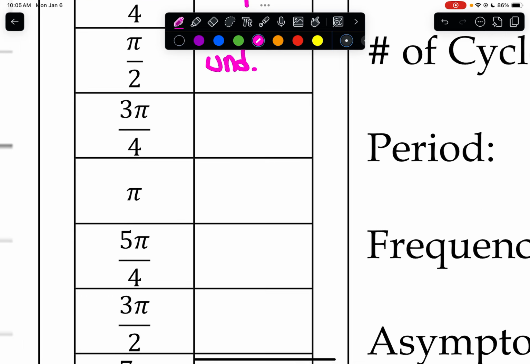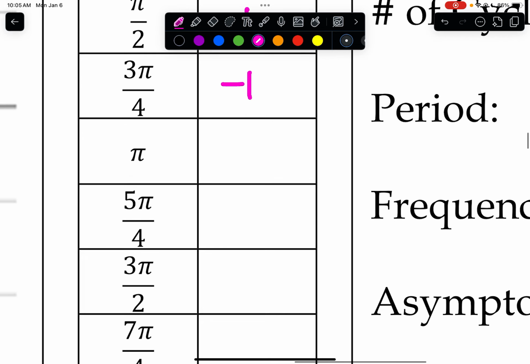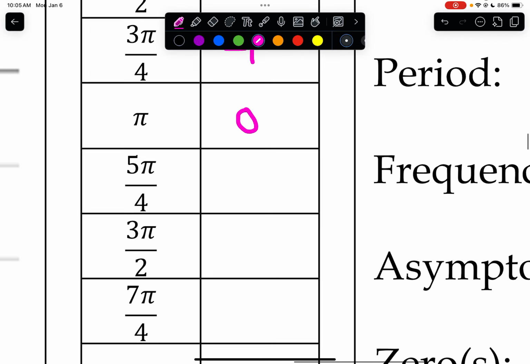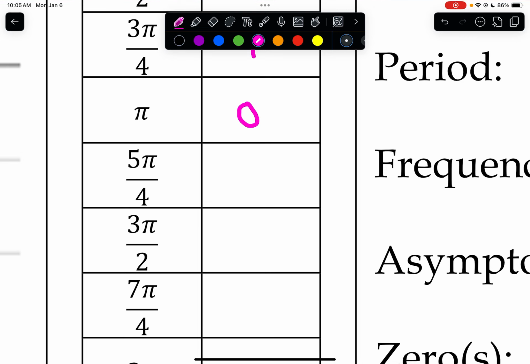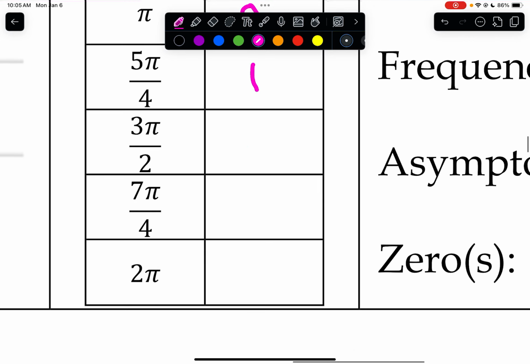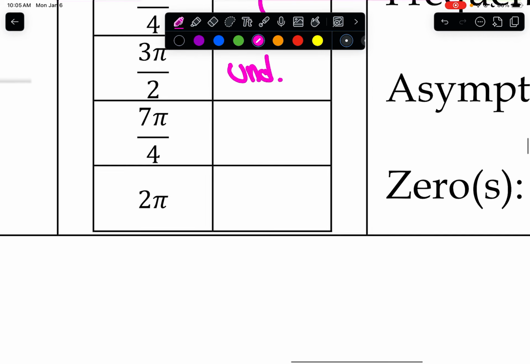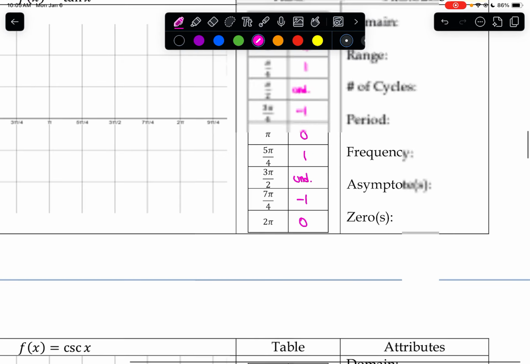3 pi over 4 is going to be at -1. Pi is going to be at 0. 5 pi over 4 is 1. At 3 pi over 2, we are undefined. And then 7 pi over 4 is -1. And then 2 pi, we're back at 0.